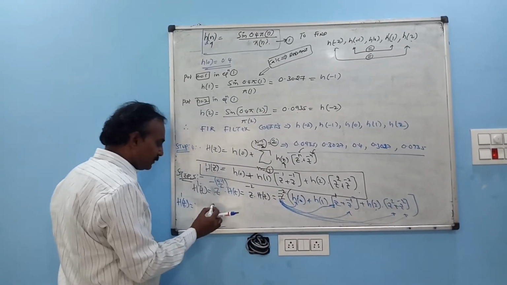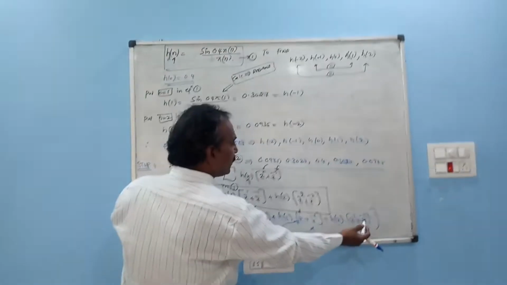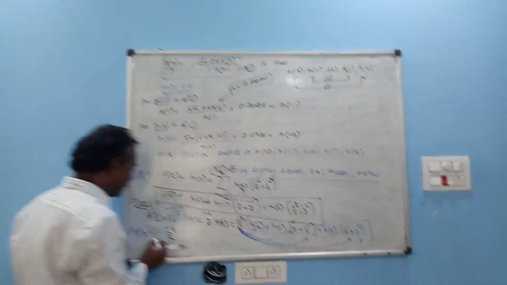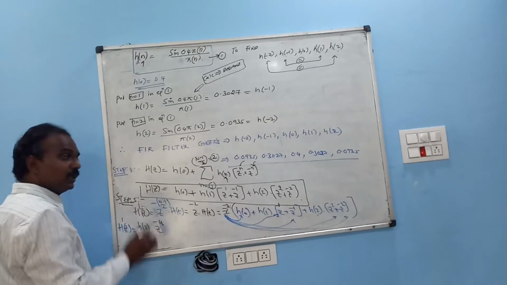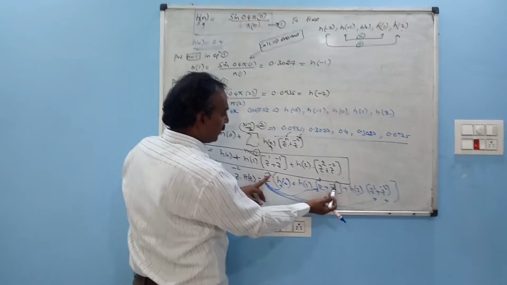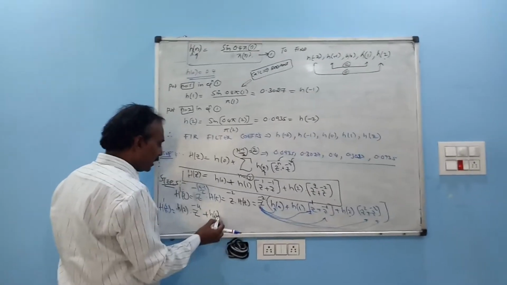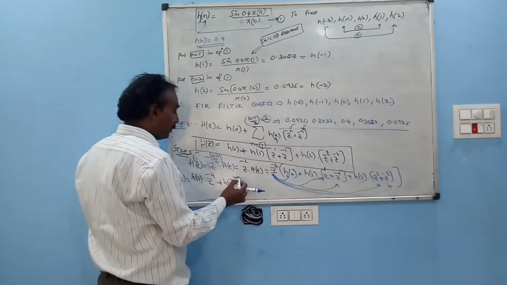Let me write from the least term, z power minus 4. Where is the z power minus 4 term? It is z power minus 4 multiplied by h of 2, right? Next, where is the z power minus 3 term? Z power minus 1, z power minus 1, this is multiplied by h of 1. So this is h of 1 multiplied by z power minus 3.